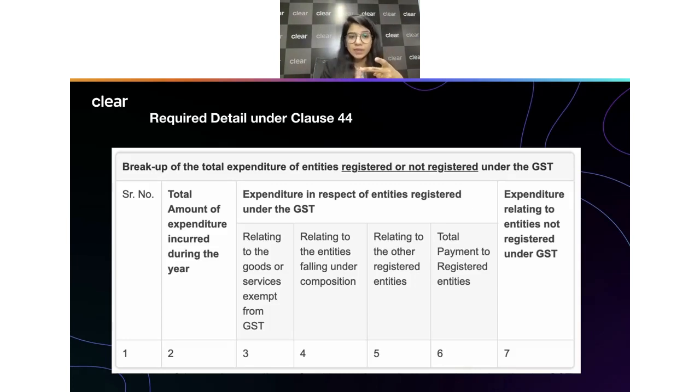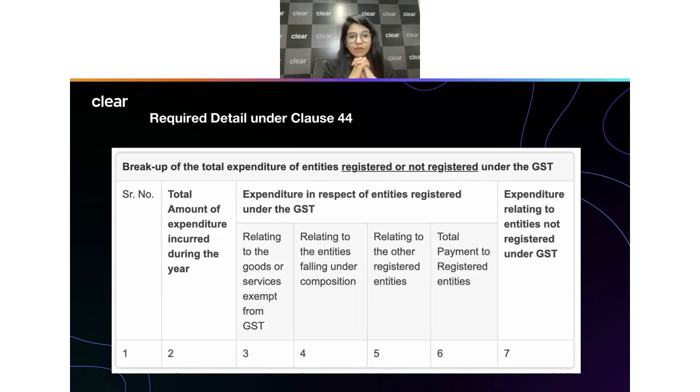Let's say I purchased something from an unregistered person. The supply was taxable, but since the person was not registered at all, I don't have to pay any taxes. There can be certain purchases from an unregistered person where I was liable to pay the taxes under the reverse charge, right? Whatever the nature may be, whether it was exempt or nil rated, whether I have to pay taxes or I don't have to pay taxes, all of that expenditure we have to show under a category.